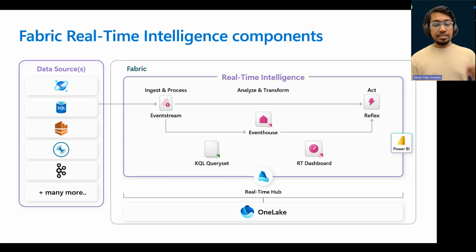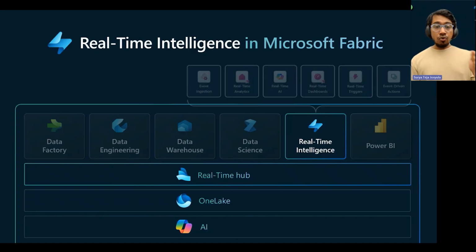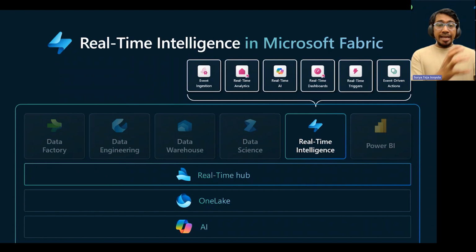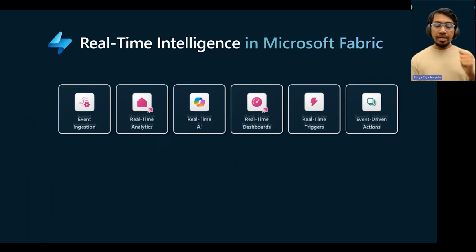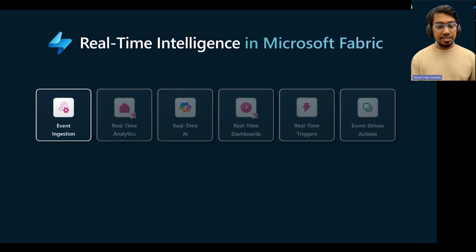Now that we have discussed the architecture and implementation of real-time intelligence, let's also look at what this provides. An end-to-end event-driven architecture: you can create that end-to-end ingestion, analytics using the Copilot and AI features, creating a dashboard and acting on top of it, everything within the Fabric UI using real-time intelligence components. Let's go to each of them one after another. Let me start with event ingestion.